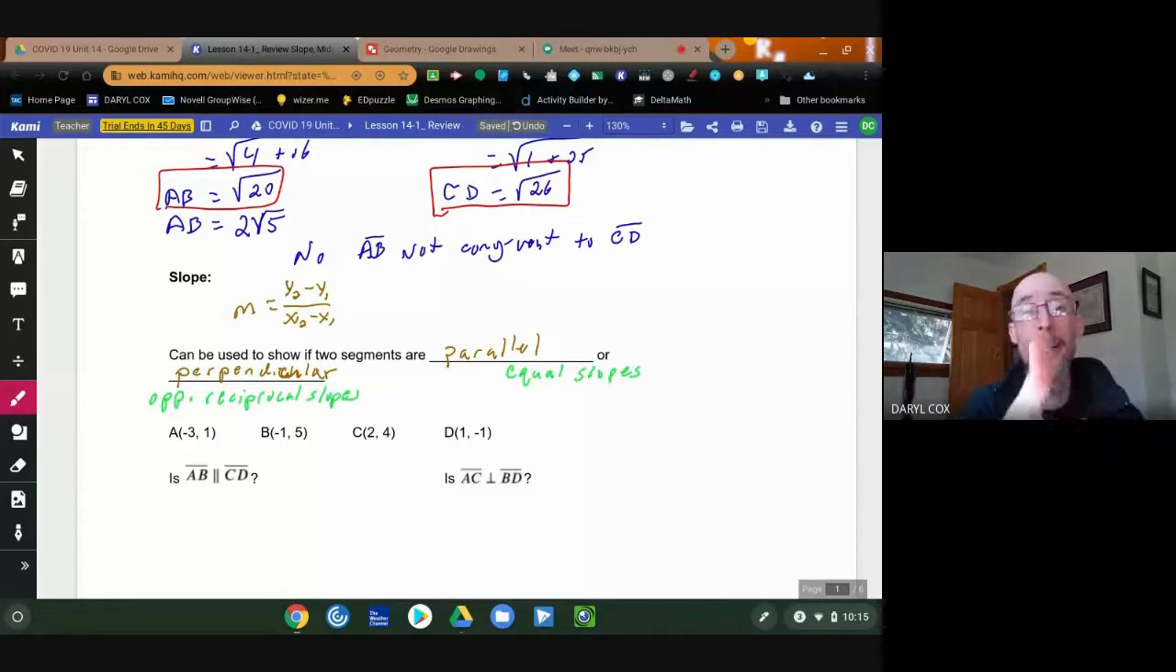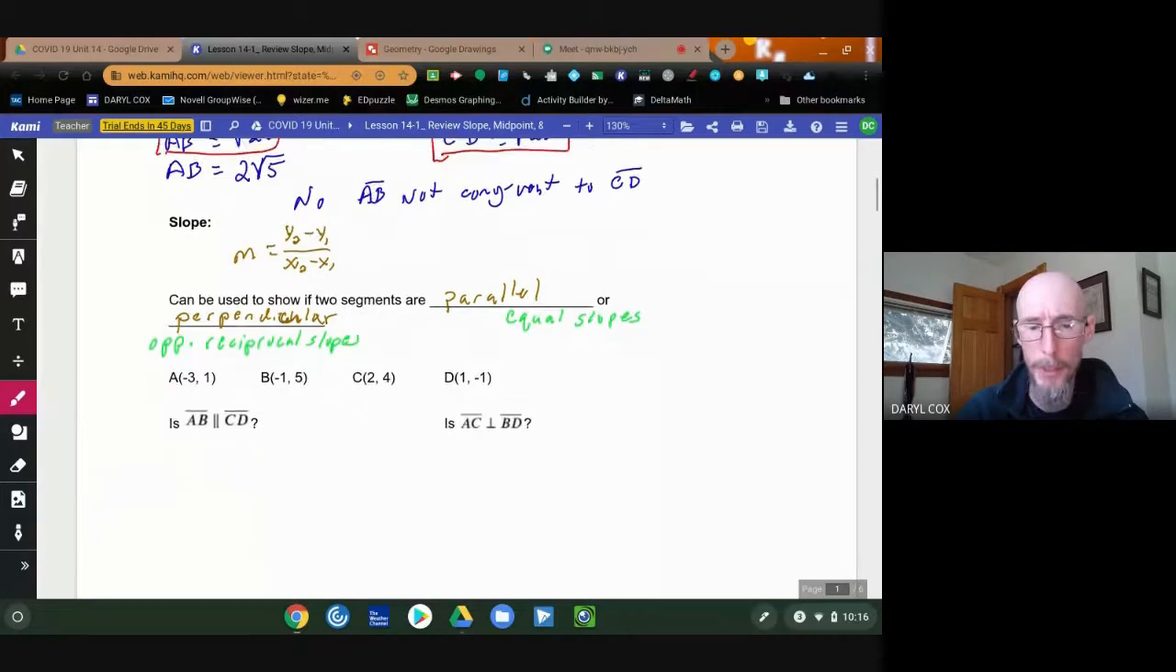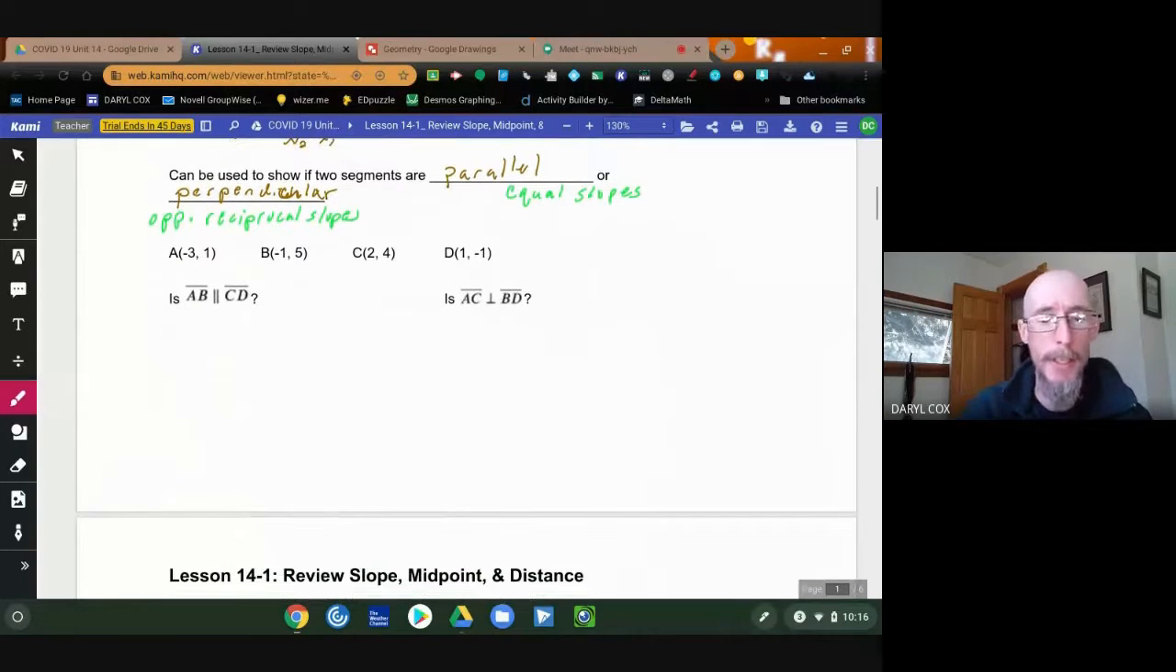Opposite means the sign is different, okay? Positive versus negative are opposites. Reciprocal means the fraction is flipped over, okay? So flipping the fraction is not an opposite. That's something that people get mixed up on. In mathematics, when we say opposite numbers, we mean positive versus negative, okay? So using that, we can go ahead and calculate some slopes. So let's take a look at this. Two problems here. Same points. Is AB parallel to CD? Parallel, the minute I see that, I think, hey, I need to look at slopes.